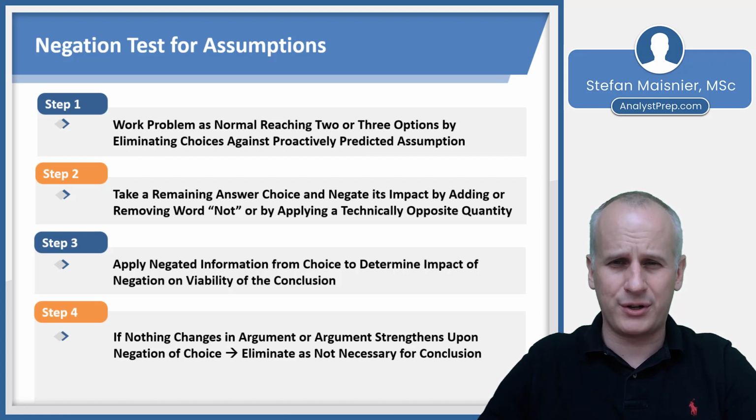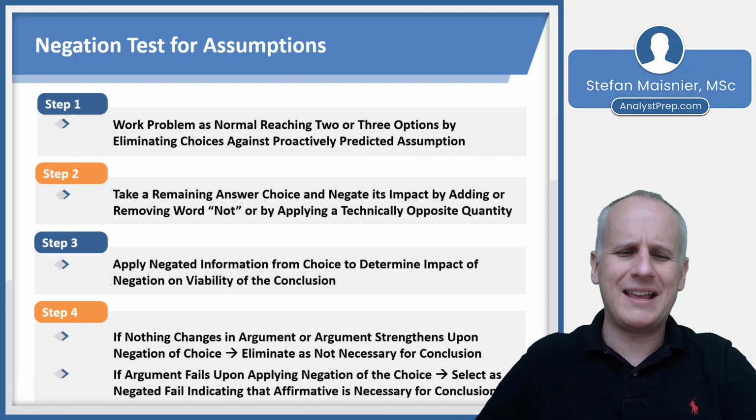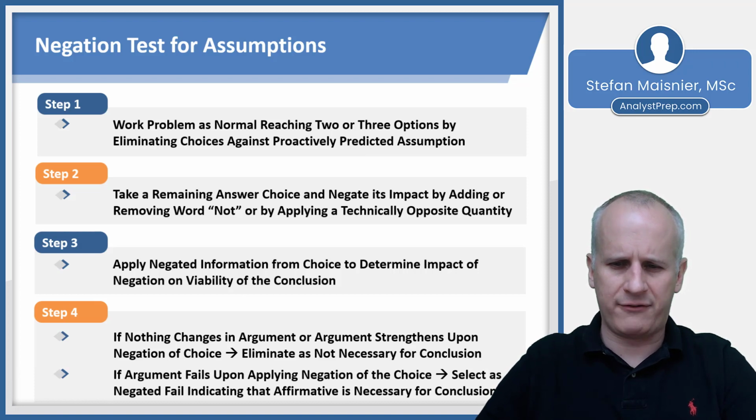And the logic is we took it away and the argument still worked, or it got stronger, so therefore the opposite wasn't required. But if the argument fails upon applying that negated information, you'll have to select your choice as a negated fail, indicating that what the original statement was is actually necessary for the conclusion, because when we took it away, the whole argument fell apart.